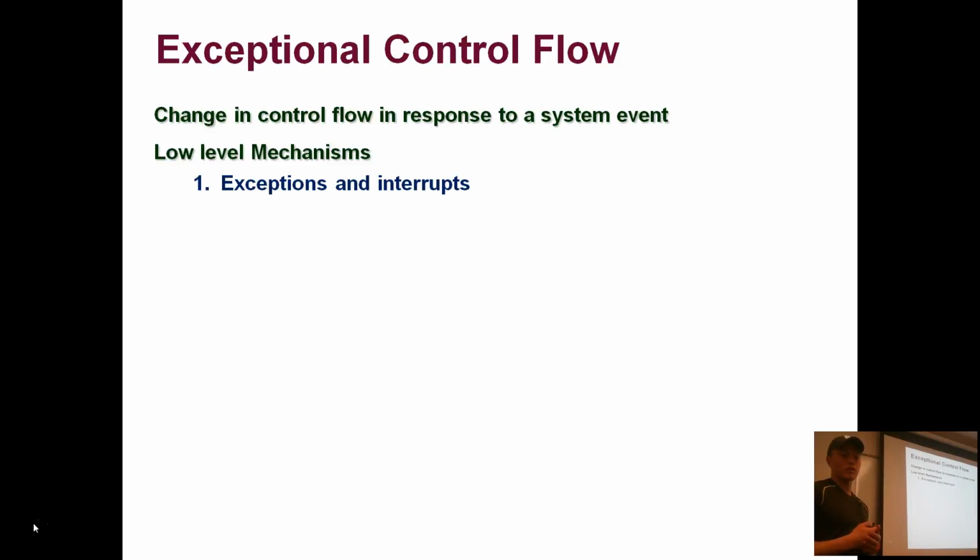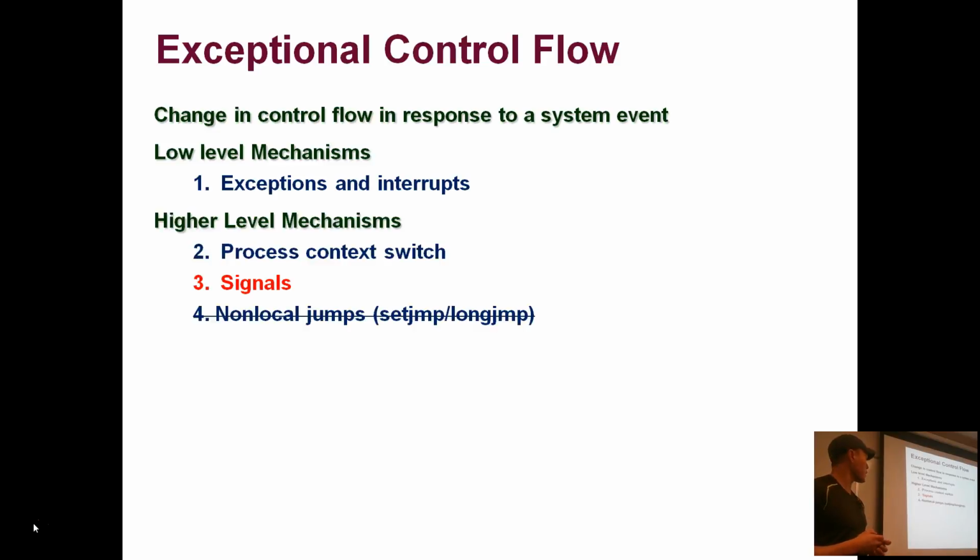So yeah, these were low-level mechanisms, and then we talked a little bit about how we do process context switches in response to getting an interrupt or a fault or these sorts of things. As we go up the stack, we're going to talk about software exceptions and software signaling.